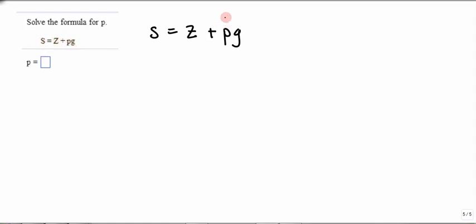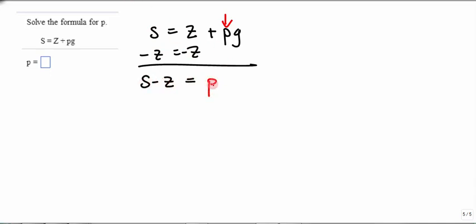Okay, so we want the P to stay, everything else to go. So what we want to do is first try to isolate the P by subtracting the Z from both sides, and that's a capital Z. So I have S minus Z equals PG. Now remember, with the P it's lowercase, that's what I want to stay. Well, what's in the way of P being by itself is the G. So we divide both sides through by G, not just the S or Z, but the entire side.